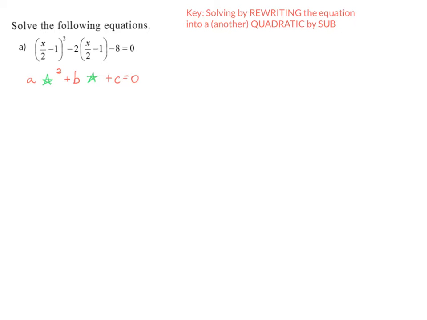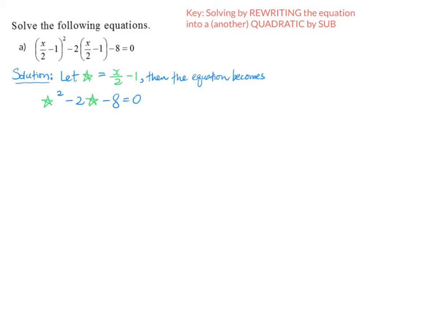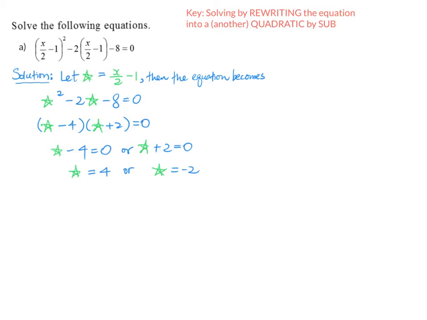Now, if you look closely, the setup of this equation already tells us that it is in some other form of quadratic. If I take star to be this thing inside the bracket, so in this case, let star be this thing, and so now this gives us a very simple quadratic to solve. By factorizing, I've got star equals 4 or negative 2. So now I could put this back in here in terms of x and get these two answers. By doing this kind of substitution, we have saved a lot of time compared to expanding the brackets.